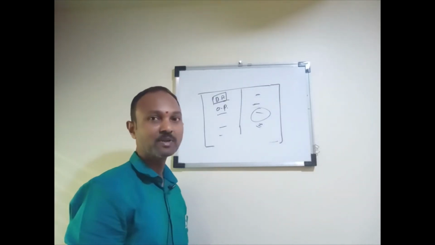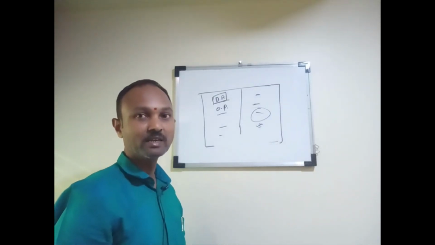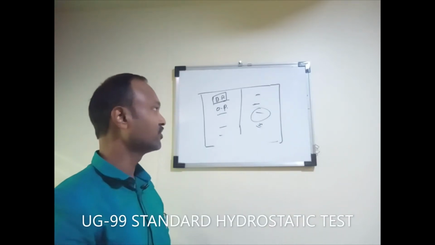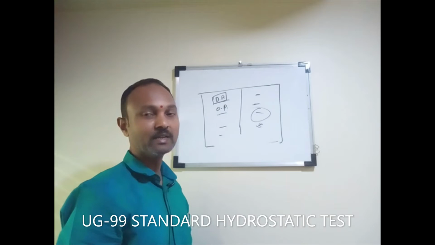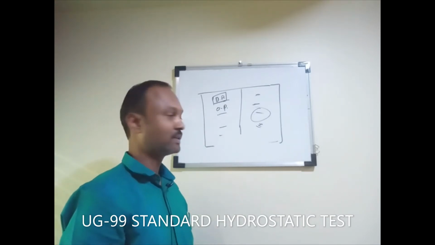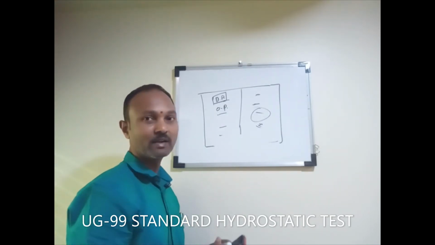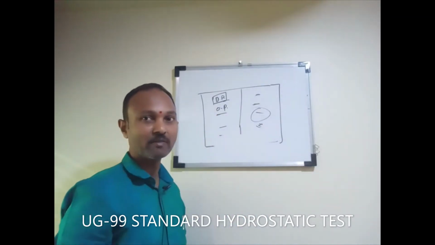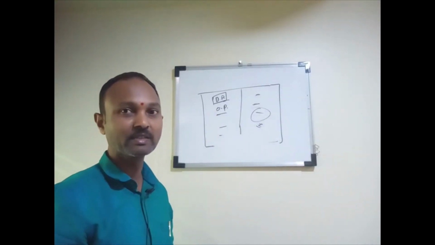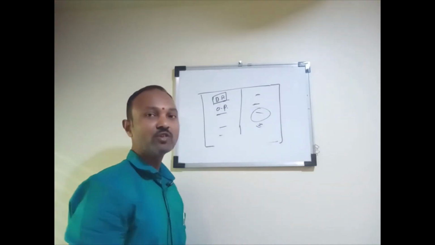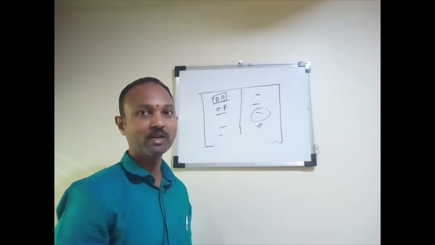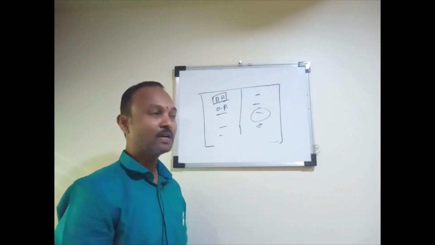So normally as per ASME Section 8 Division 1 standard for pressure vessels, if you see UG-99, you can see what test pressure should be considered. The details are given on how to take that value. Else you have to refer to the specific specifications of that company, so that you can take that value.